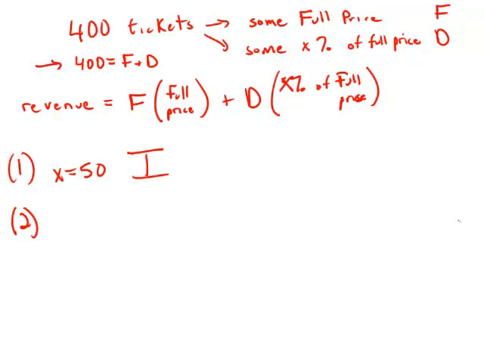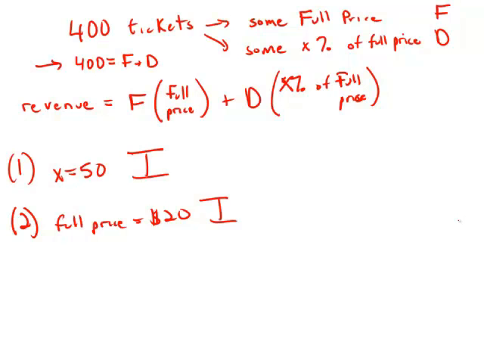Now forget statement number 1. Statement number 2 tells us that full price equals $20. Well, fantastic. Now we know the price of a full price ticket, but with this statement, we have no idea what the discounted ticket costs. And we still don't know how many full price tickets, how many discounted tickets. So we still have very little information and are not able to solve the question. So this by itself is insufficient.